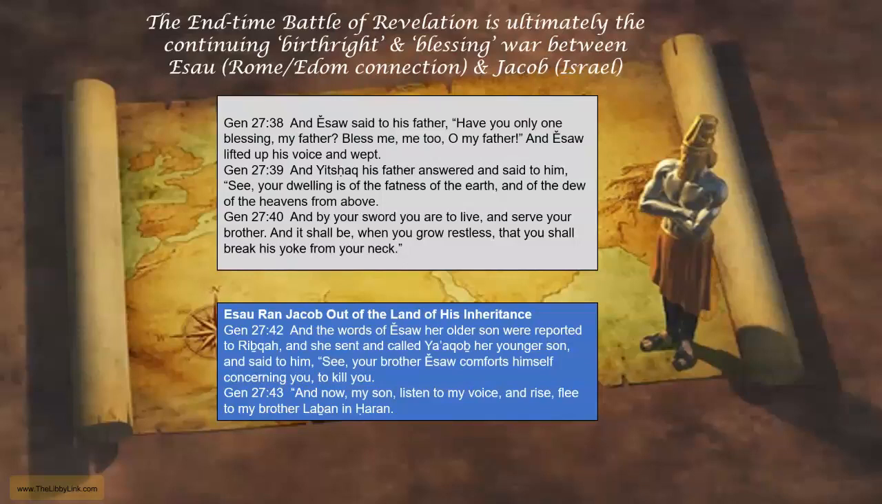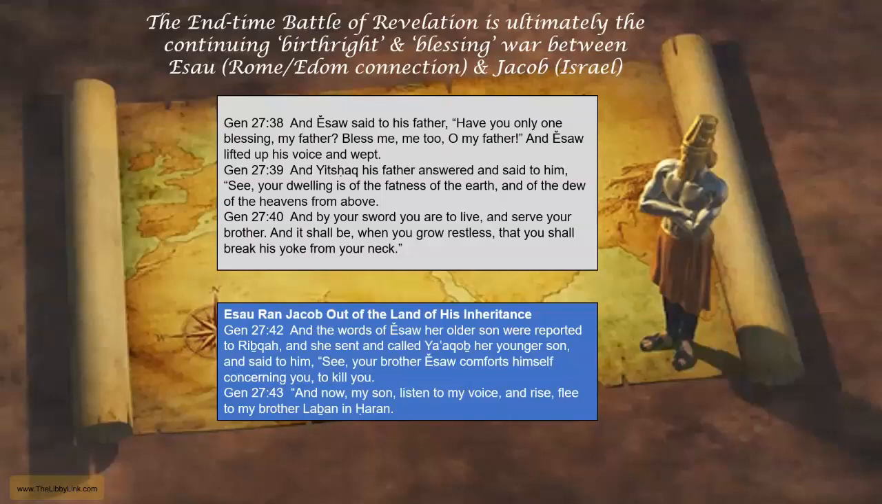Genesis 27:38 through 40. And Esau said to his father, "Have you only one blessing, my father? Bless me too, O my father." And Esau lifted up his voice and wept. And Isaac, his father, answered and said to him, "See, your dwelling is of the fatness of the earth and of the dew of the heavens from above. And by your sword you are to live and serve your brother. And it shall be when you grow restless that you shall break his yoke from your neck." Okay, that's a prophetic verse right there. We'll keep that in our mind.